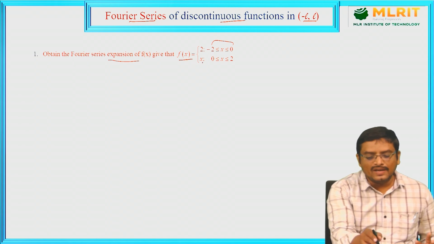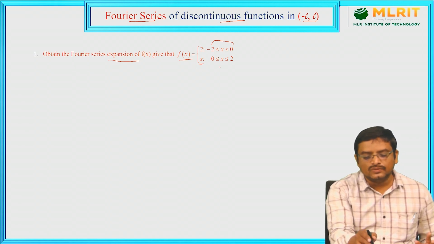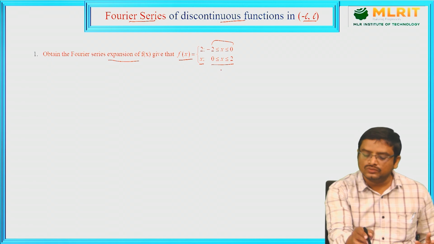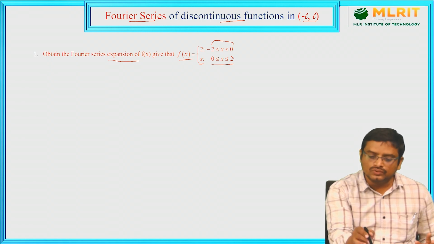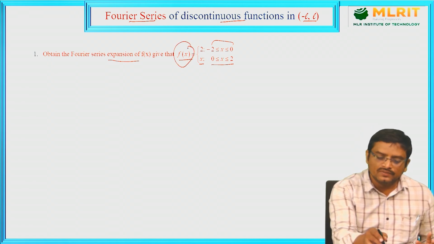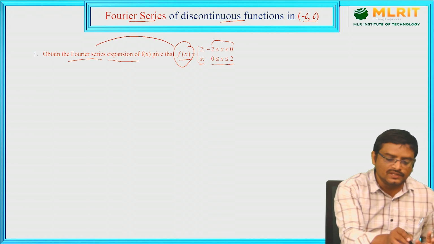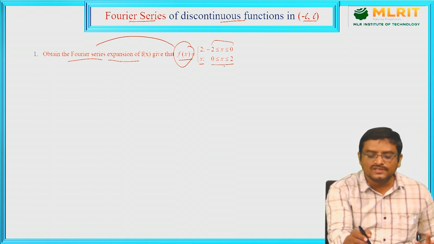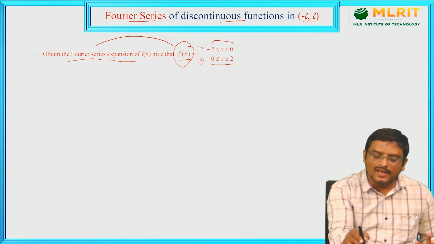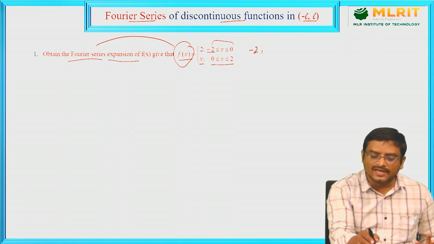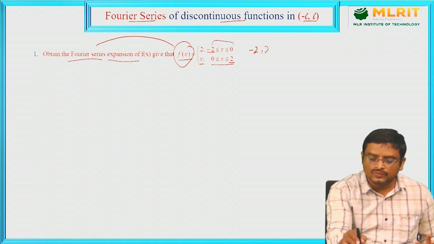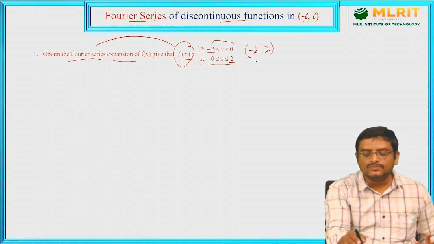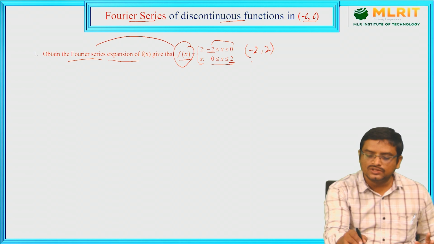And the another value of f of x is equal to x whenever that x lies between 0 to 2. Now for this function we are going to find out the Fourier series. So once we observe the conditions of this f of x, here we are having -2 as the initial value, and the second condition, the final value is 2. So here we will get the interval as -2, 2, which is of the form -L, L.